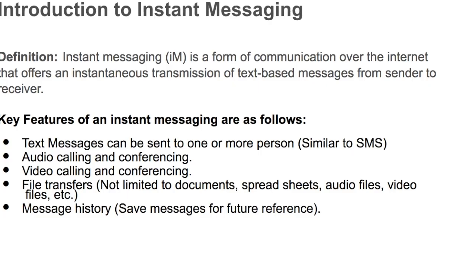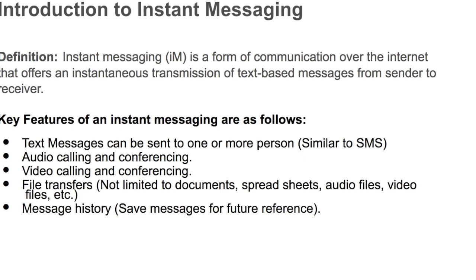Next we have an introduction to instant messaging. Instant messaging is abbreviated as IM, and it is a form of communication over the internet that offers instantaneous transmission of text-based messages from sender to receiver. You have all heard of Facebook Messenger, Skype, Google Talk. They are nothing but types of instant messaging. It basically provides us communication over the internet, where we get the messages in just a few seconds. We can even get the messages offline also.